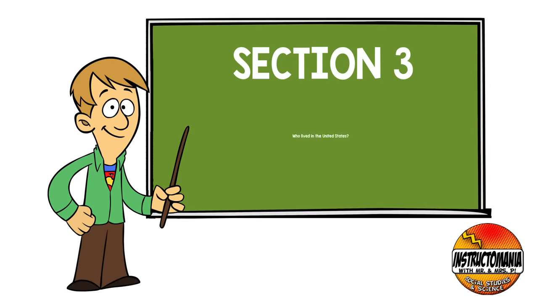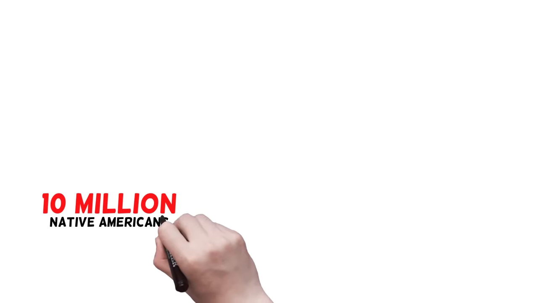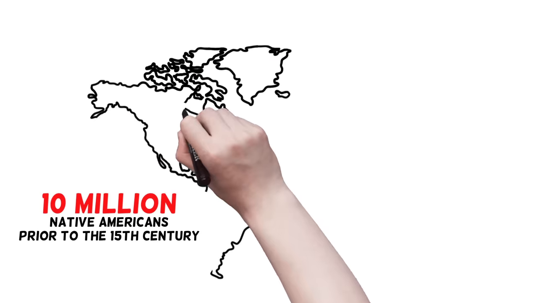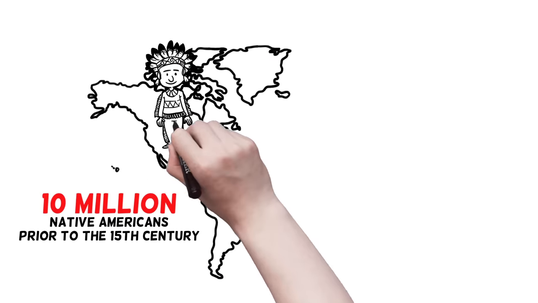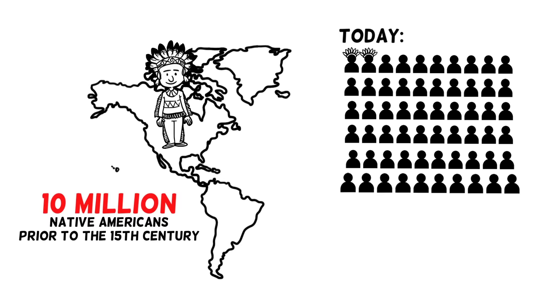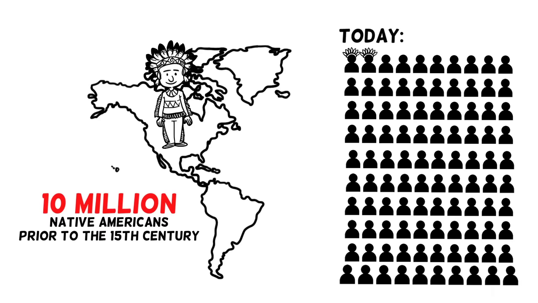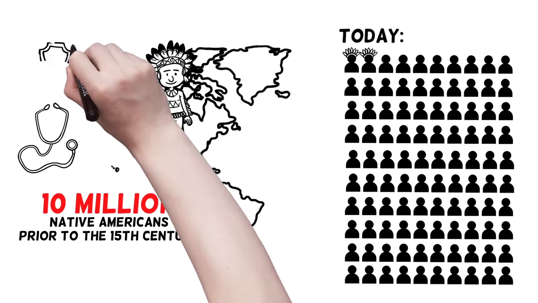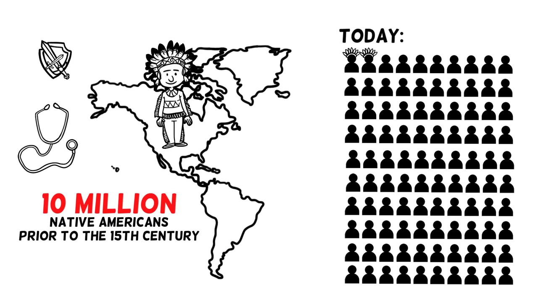Who lived in the United States? Prior to the 15th century, approximately 10 million Native Americans were living in the area that is now the United States. Today, Native Americans make up less than 2% of the population of the United States. That decline was caused primarily by warfare and disease, both brought by the Europeans.